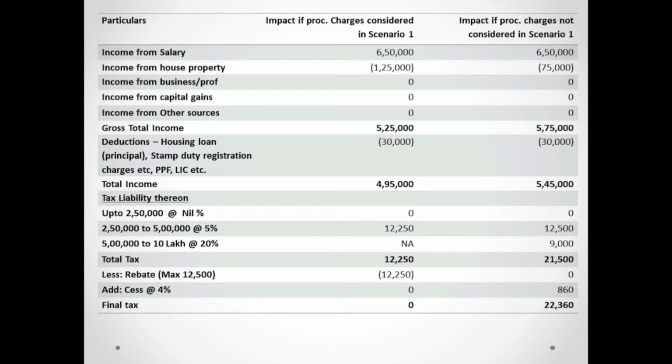So there it is, guys. Just because you missed claiming those processing charges which I stressed again and again, you have finally paid an extra tax of 22,360 rupees. So please do keep this in mind.